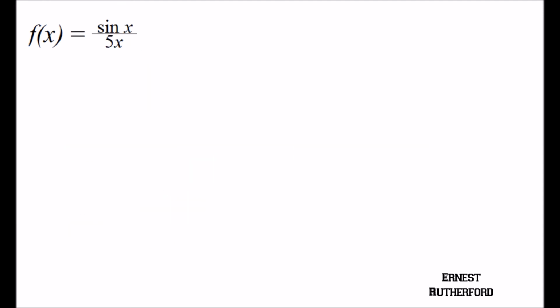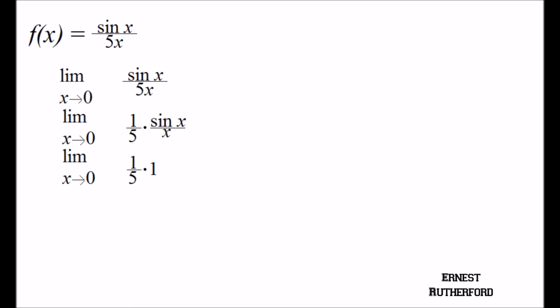Next, let's try another one. Sine of x over 5x. For this one, you can do what we have done on the previous example, since it is almost the same. But in here, we first separate the numerical coefficient of the function. So 1/5 times sine of x over x, which is 1, and the answer is 1/5.